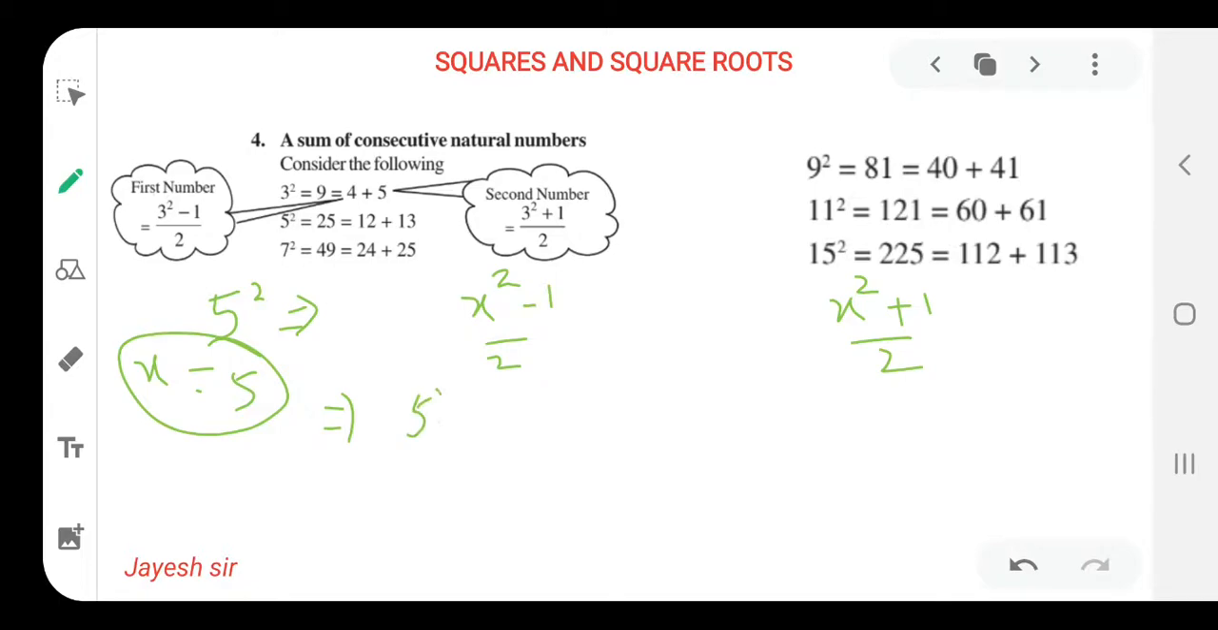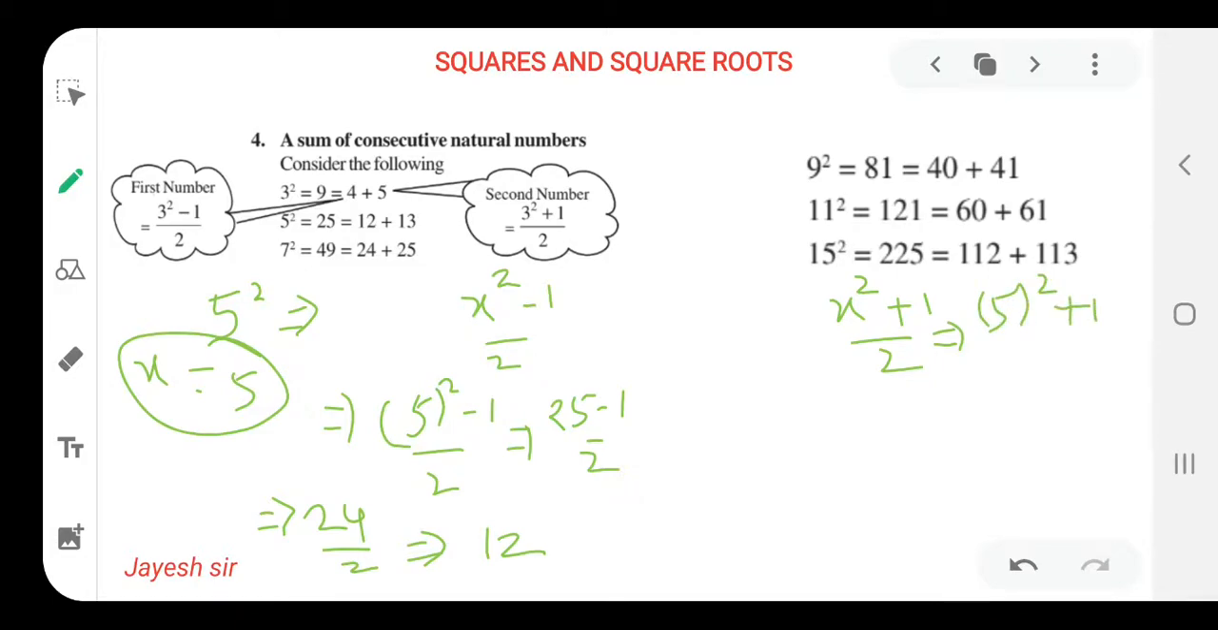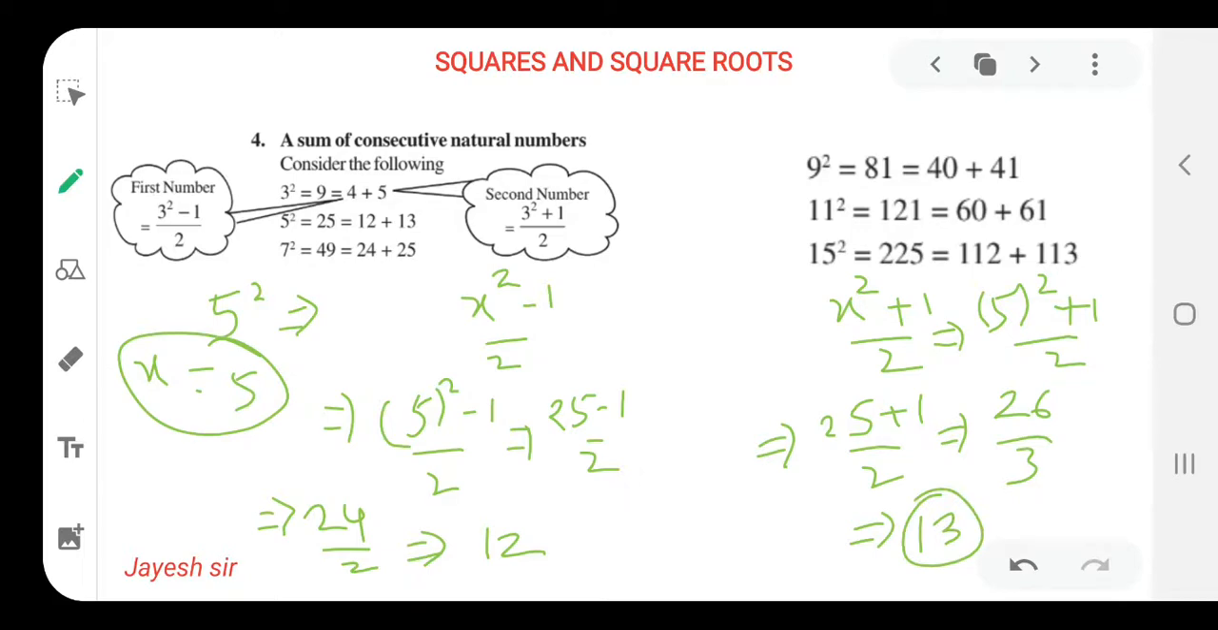Which two consecutive numbers? 5 square minus 1 by 2, that is 25 minus 1 by 2, that means 24 by 2, that results in 12. Similarly, 5 square plus 1 by 2, that is 25 plus 1 by 2, that is 26 by 2, that will result in 13. That means adding 12 and 13 we get 5 square, that is 25. I hope you all are getting it. This is just the method, dear.